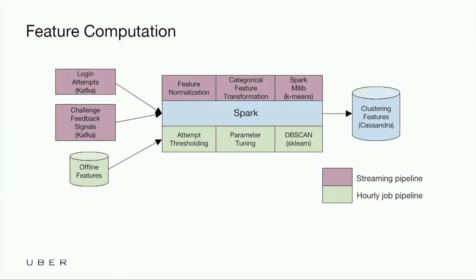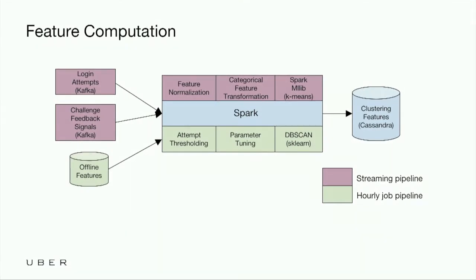This is the feature computation aspect of the problem that we are trying to solve. For this use case, we are relying heavily on Spark. As you can see, there are two distinct pipelines here. One is a streaming pipeline, and one is an hourly batch pipeline that we run. And I'll go into details on why we had to do that and what choices govern those.